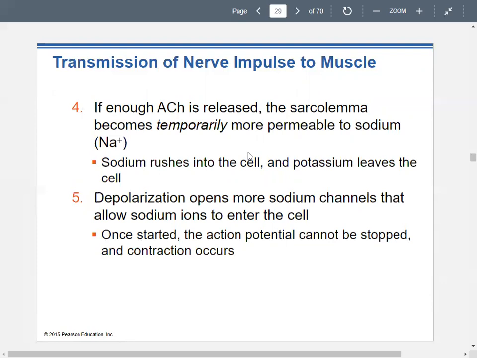Okay, when you get to a point where there's depolarization, it does something we call all or none. And so once you start and you get an action potential, you can't stop it. And then you get a muscle contraction. So either you have enough charge difference to create a contraction or you don't.